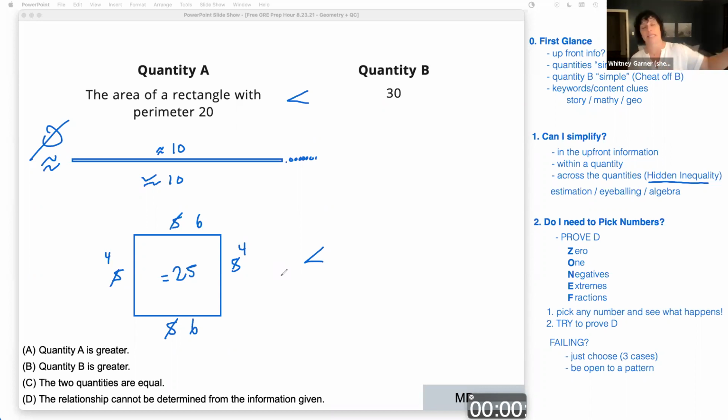Like, look, I already know I can make it tiny. How big can I get it? Well, the biggest area still doesn't beat out my cheat off of B. And so I'm going to pick quantity B.